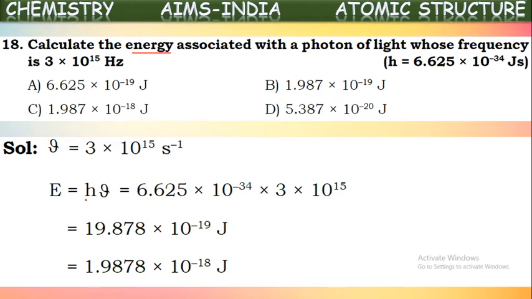Where is it? In the C option. We have just used the relation between the energy and frequency, because they have given frequency and asked to calculate energy. We have a relation between them as E is equal to h nu, where h is Planck's constant.